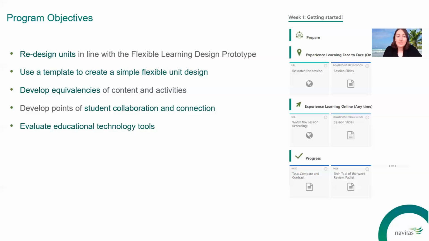And also to help you develop equivalencies of content in terms of learning outcomes for face-to-face and online content, and also equivalency of learning experience where possible, so that online students can have a more collaborative and engaging experience online, which is more similar to the kinds of experiences the face-to-face students are having. Developing points of student collaboration and connection, so that students can communicate between each other online and face-to-face, but also so there could be some communication and connection between those paths as well.